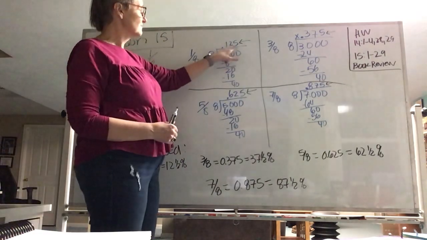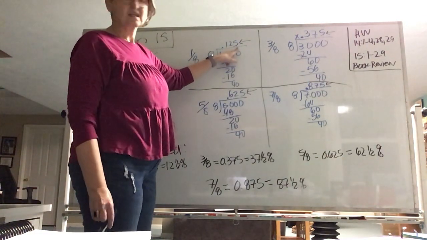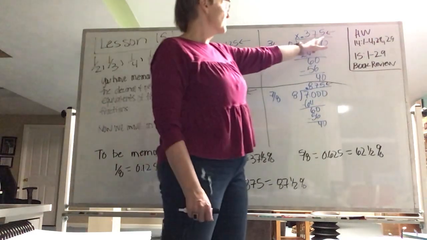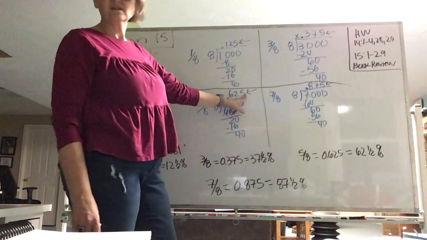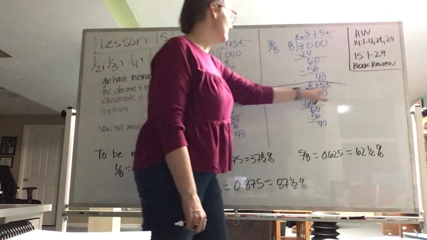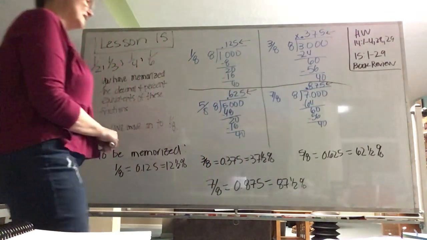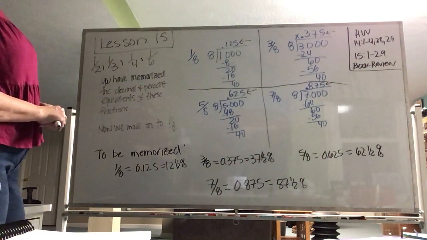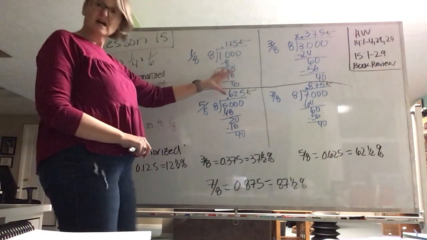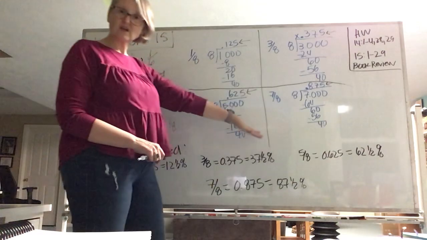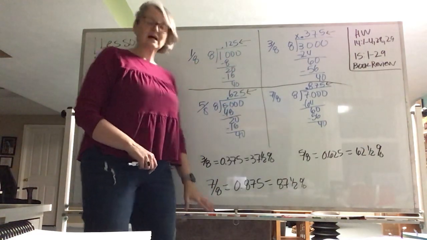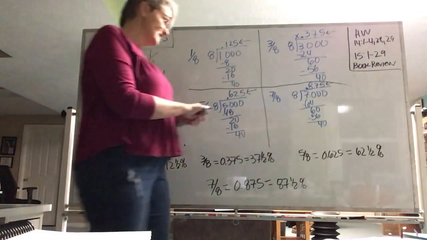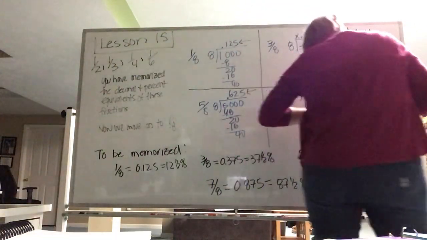have a 5. So 1/8 is going to end in a 5. 3/8 ends in a 5. 5/8 ends in a 5. And 7/8 ends in a 5. Okay? So if you don't want to do this every time you see 1/8, 3/8, 5/8, or 7/8, I would highly recommend that you memorize this information here on the bottom of the board.